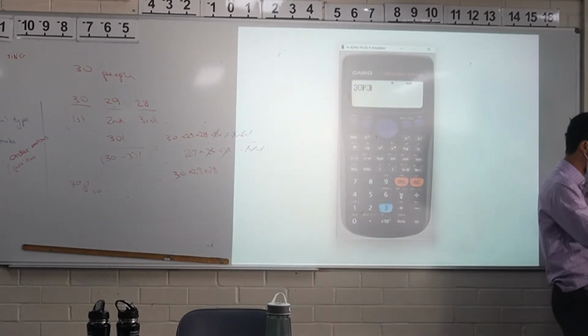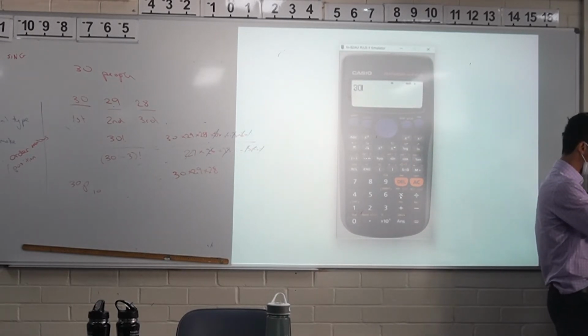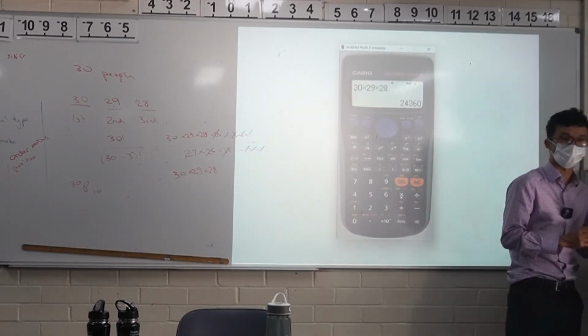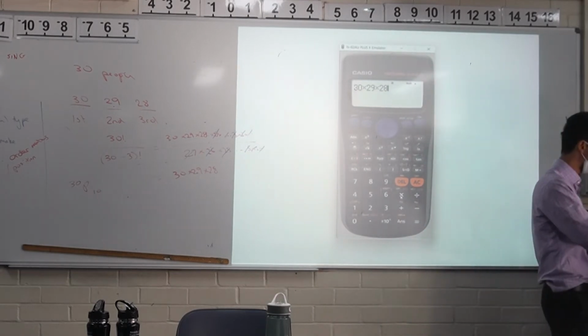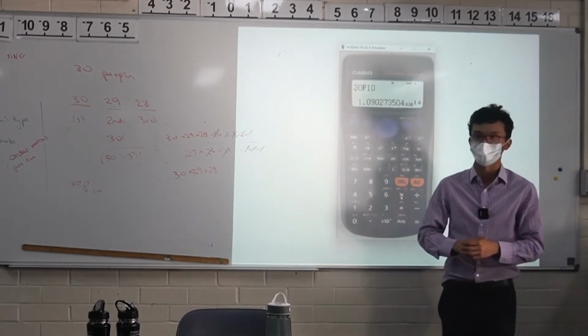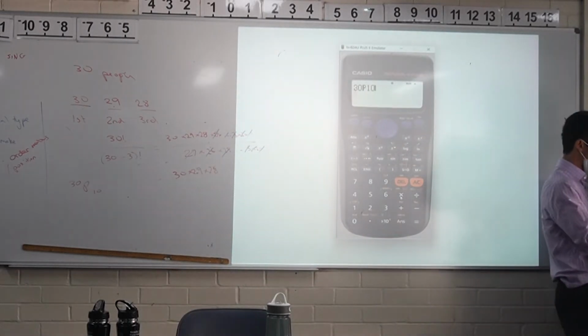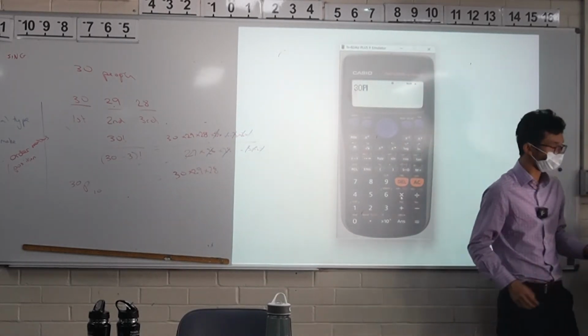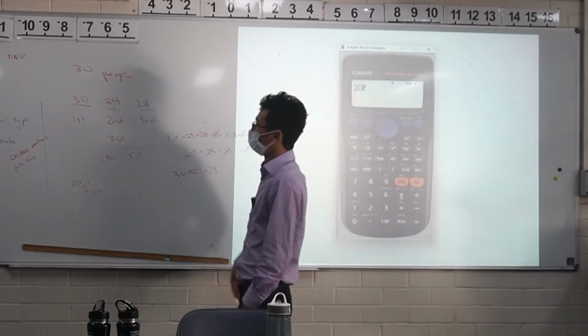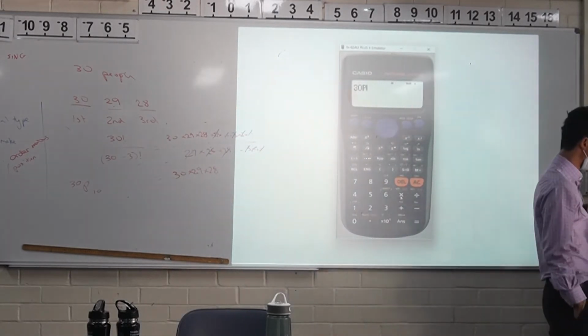Let's just check this actually works. 30P3 is a pretty big number, 24,360. If I do 30 times 29 times 28, that should give me the same number, and it does. And we can do the same thing with the one I said before, 30P10. You can see the numbers get bigger and bigger as you keep doing this.